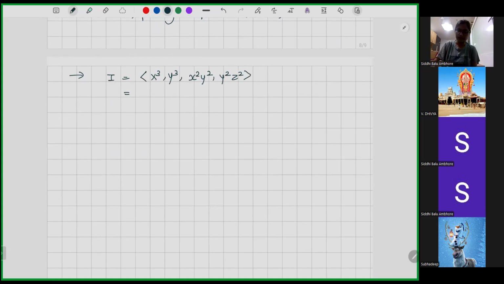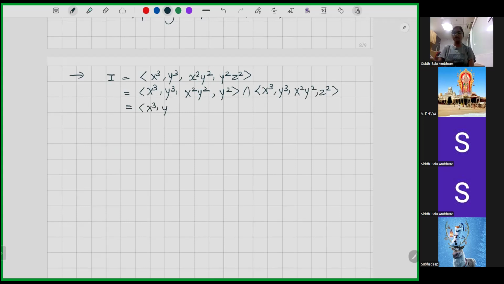Again, we have to split. So I'm just splitting as we have been doing so far. (y²) intersection (x³y³, x²y², z²). And this is x³y³. Since x² divides y³ and also x² divides this element, we just have (x²y², x³y²) intersection. Now we have z² here. z² does not divide any of these elements, so it stays as it is.